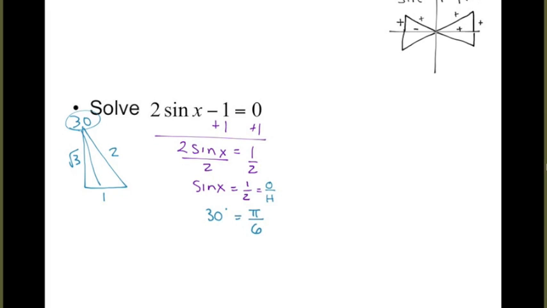Do we have to do that? Like, is that for the answer? This is the ASTC rule. So instead of just memorizing random letters and not knowing what they mean, this is what our letters mean.